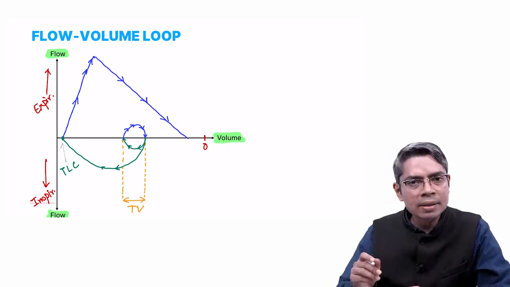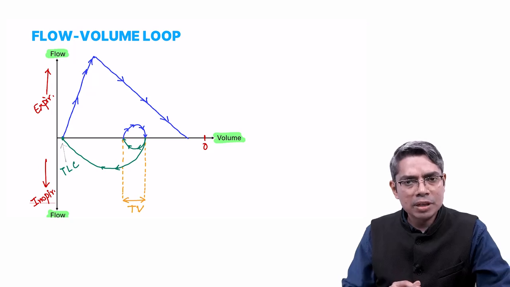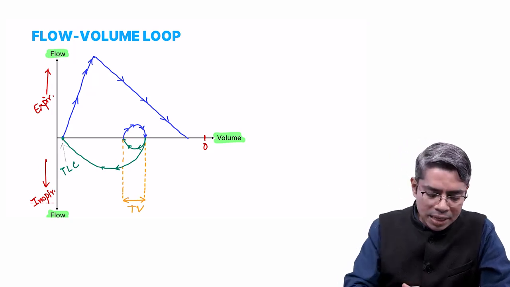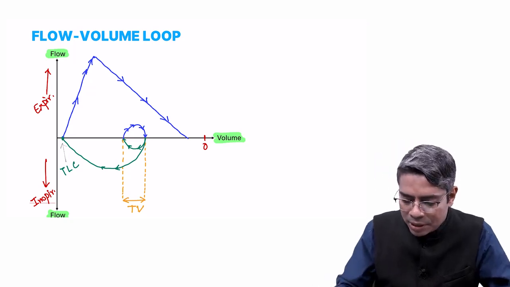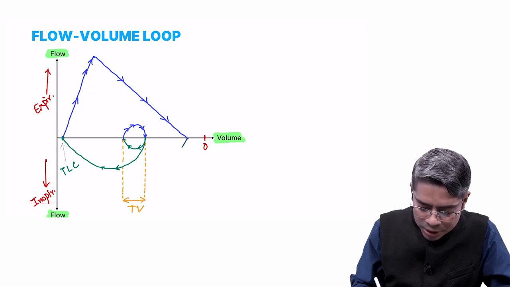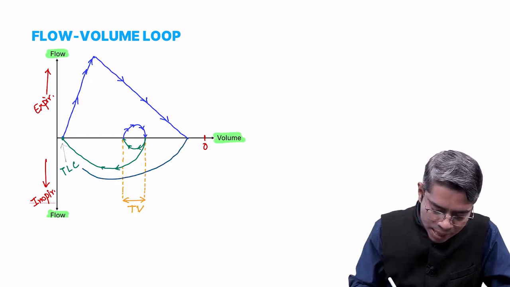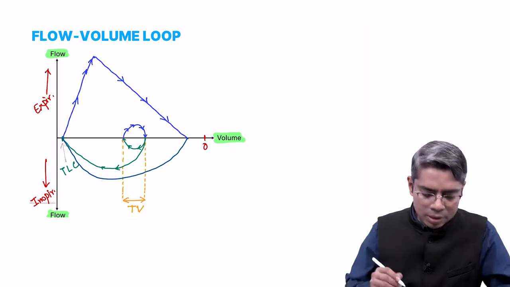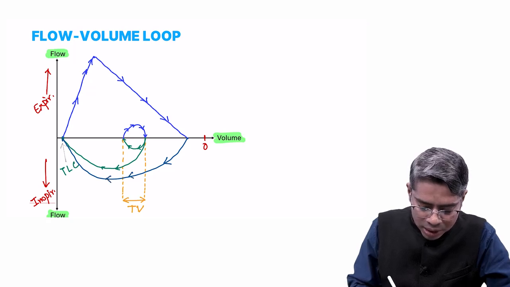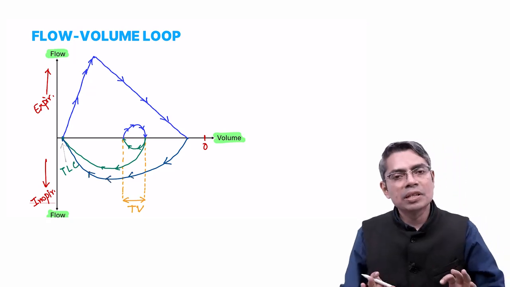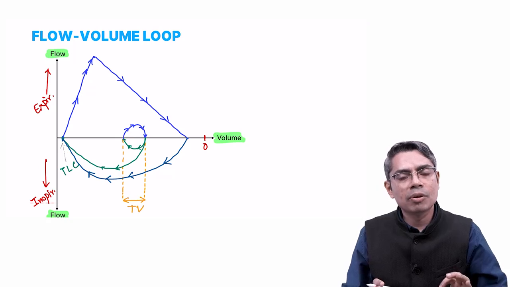Now, after the end of this forceful expiration, the person is again asked to take a deep inspiration once again. So, the person will take a deep inspiration once again, and again he will reach the total lung capacity, and now it is forming a big loop, and this loop is known as the flow volume loop.